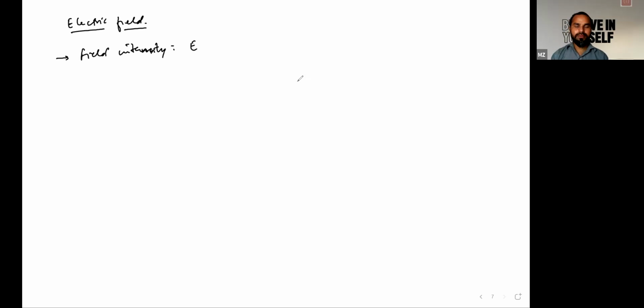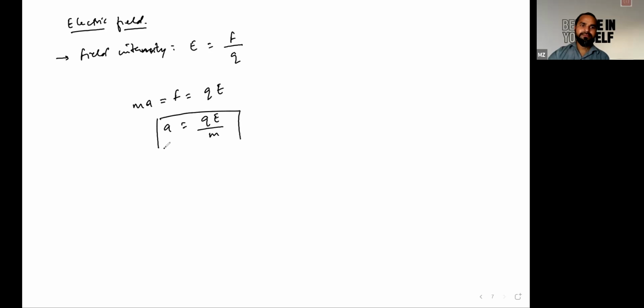Do you know the formula to calculate E in terms of force? E is equal to F by q, where F is force and q is the point charge which is placed in that particular region. If I rearrange these terms, F would be nothing but q times E. Similarly, for force in terms of mass, we can write force equals mass times acceleration. So from this, acceleration would be q times the electric field divided by mass.